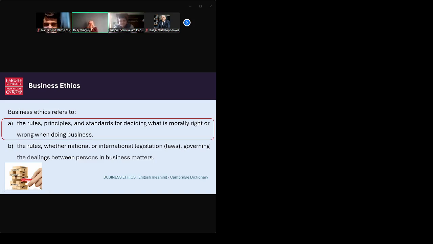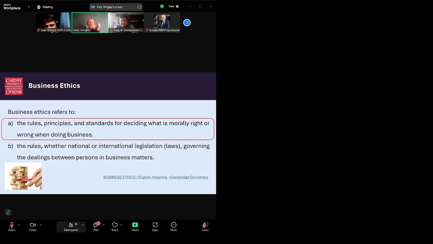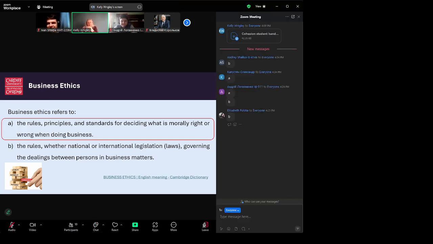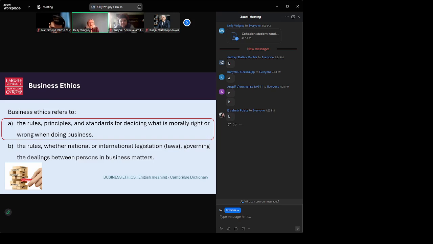It was A, I'm afraid. One of them is business law, and the other is business ethics. They're similar, but not quite the same. So business ethics refers to, it's not always legality, but more about morality, about what is right and what is wrong according to your morals. International legislation is more international law, but business ethics is what you feel is the right thing to do in business.